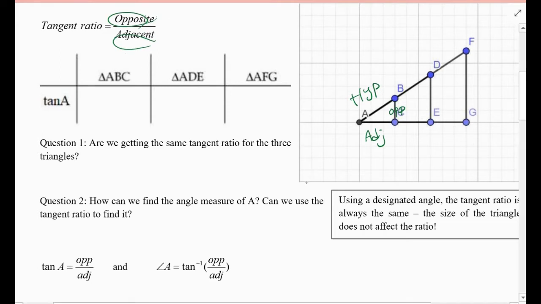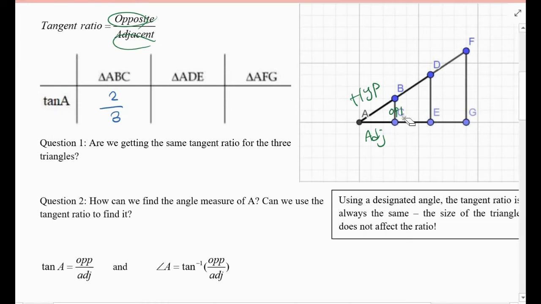So the unit is 1 centimeter, everyone. Then we have 2 centimeters. Opposite is 2 centimeters. So opposite over adjacent. Adjacent is 1, 2, 3 centimeters. So 2 over 3. Tangent A is 2 over 3.